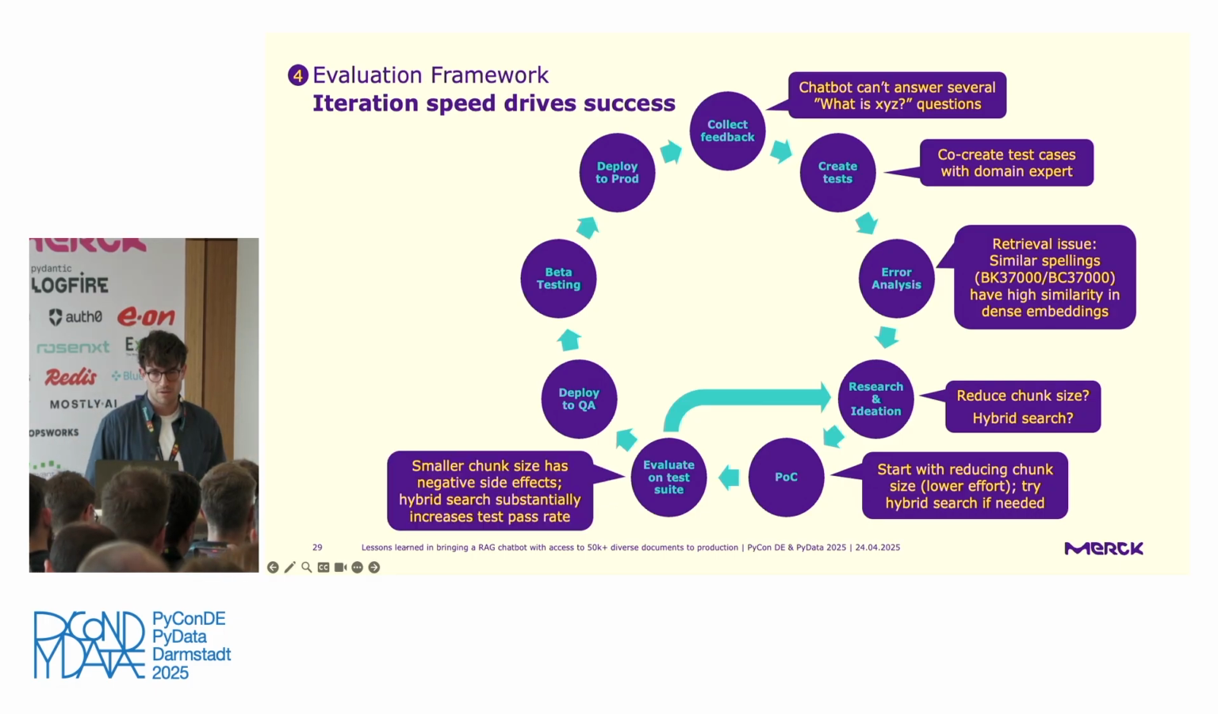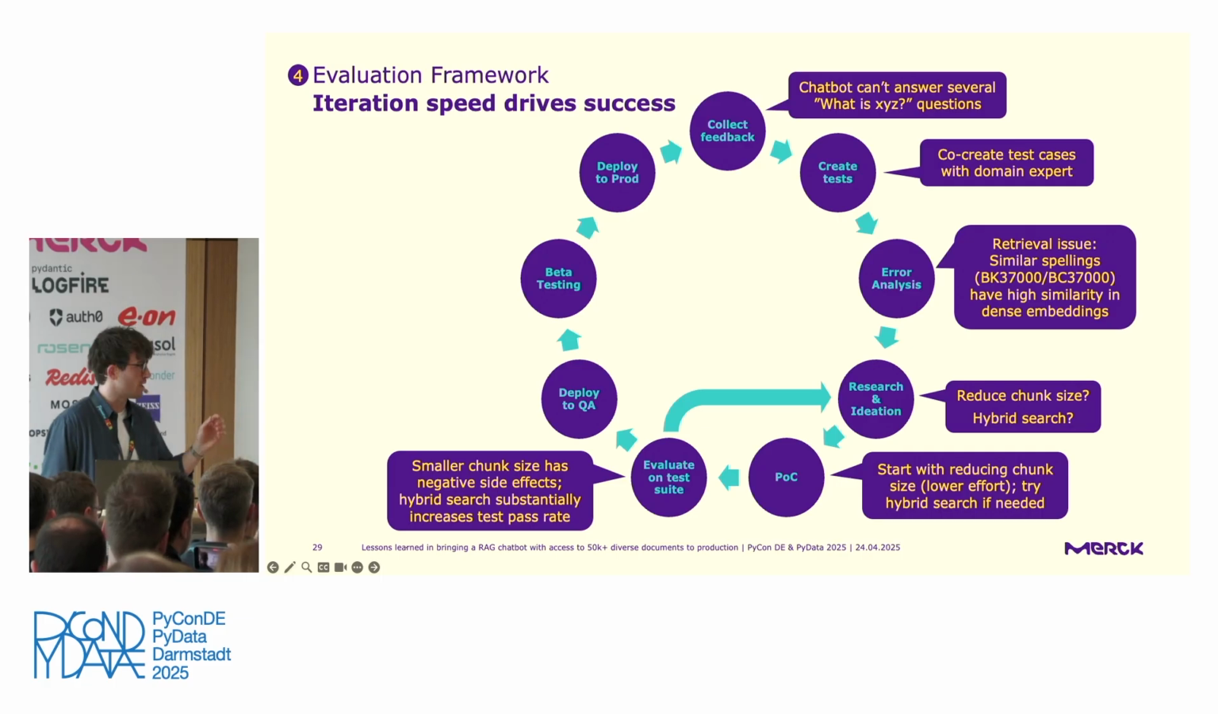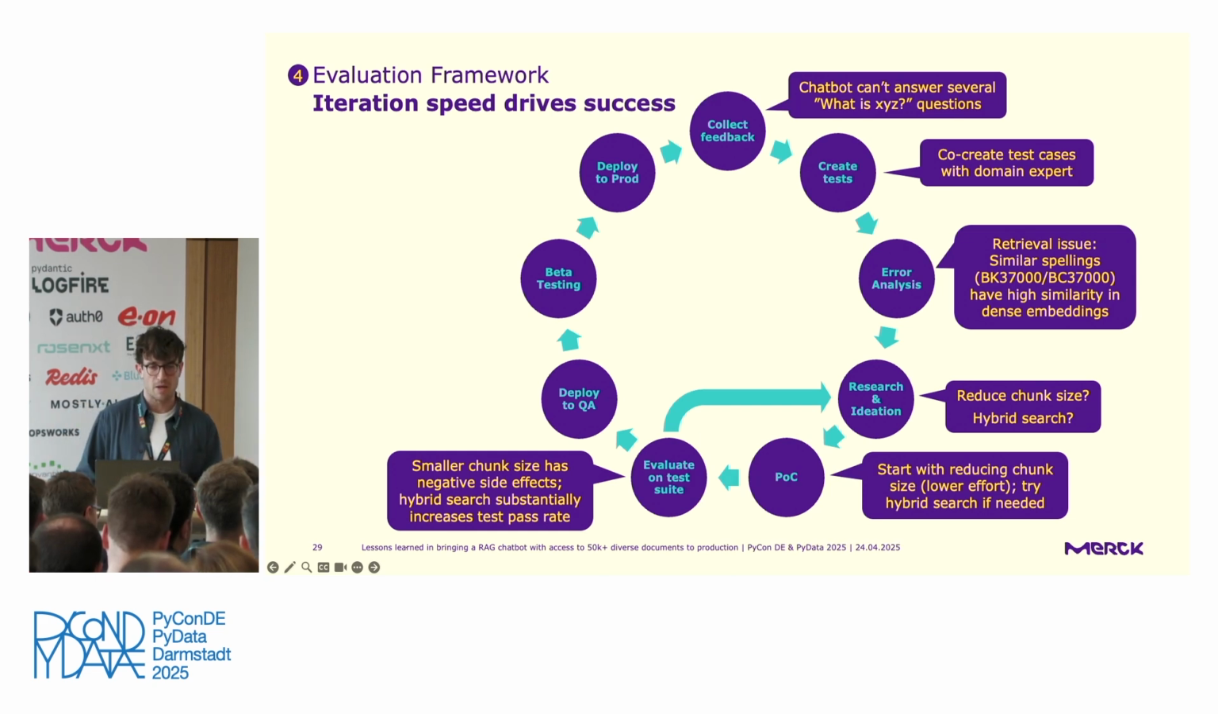When we evaluated this, we indeed found that a smaller chunk size had quite some negative side effects. This is something that is often very hard to anticipate upfront, and that's where you need a test suite, because otherwise you would introduce regressions regularly. For example, some questions that the chatbot was able to answer before, you play around with some hyperparameters, and then it doesn't work anymore. This is something you have to catch here. So what we found is that reducing the chunk size is not helpful, but hybrid search substantially increases the test pass rate, in particular on these new questions.